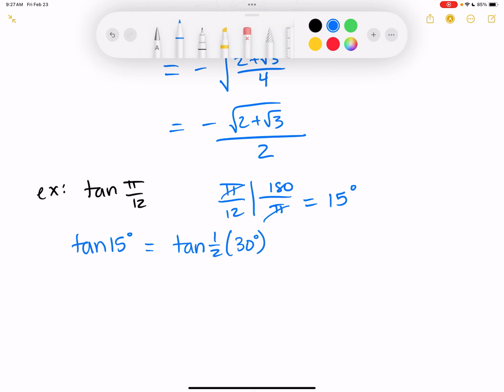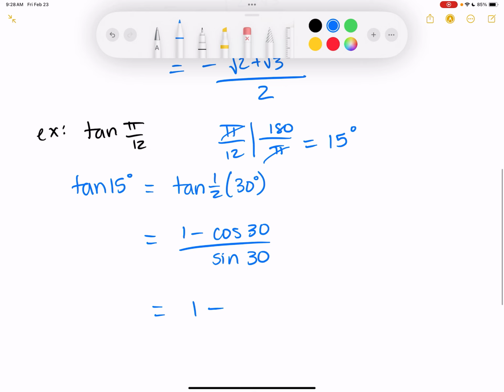All right, so formula for the half angle of tangent. There are two options for it, but I'm going to use the one that is 1 minus the cosine of 30 over the sine of 30. What is the cosine of 30? Root 3 over 2. And what's the sine of 30?